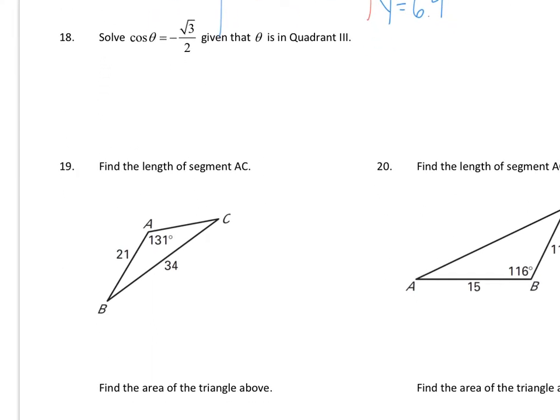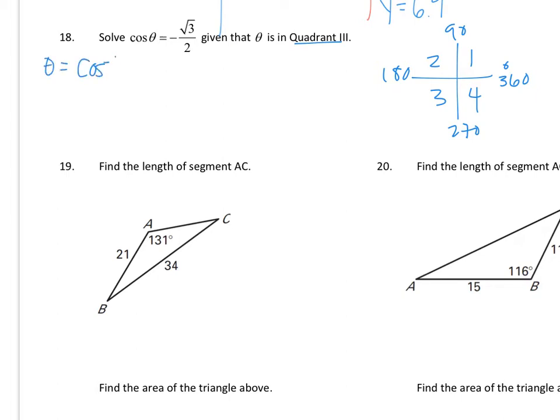Solve cosine theta equals negative square root 3 over 2, given that theta is in quadrant 3. So I'm just going to draw a quick little reminder. 1, 2, 3, 4. We've got 0 and 360, 90, 180, 270. Okay. So the first part is easy. The first part you just pop in your calculator.